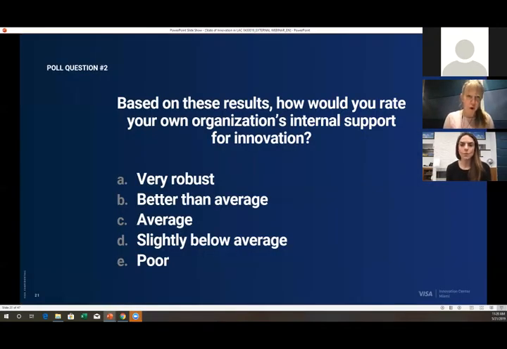Okay. So we've seen a lot of numbers just now describing internal support for innovation. So I'd like you to take a moment to think about your own organization. Based on these results, how would you rate your own organization's internal support for innovation? Now, please rest assured that this poll is anonymous. No one will get access to your answer, so please feel free to respond honestly. Just like to get an idea of how you might rate yourself or your own company according to some of these indicators that we've just taken a look at.